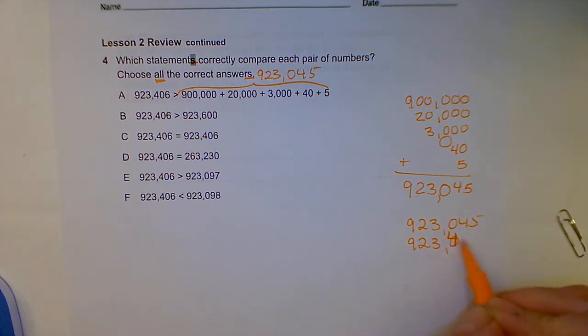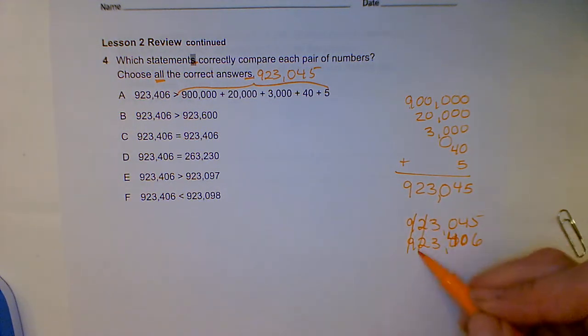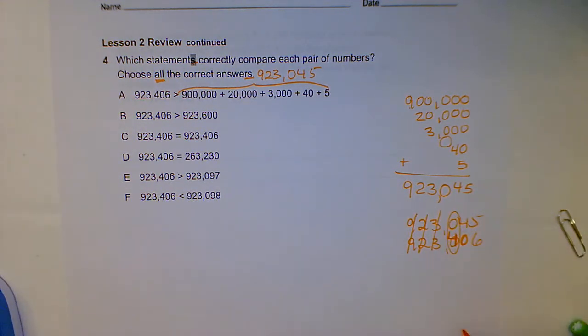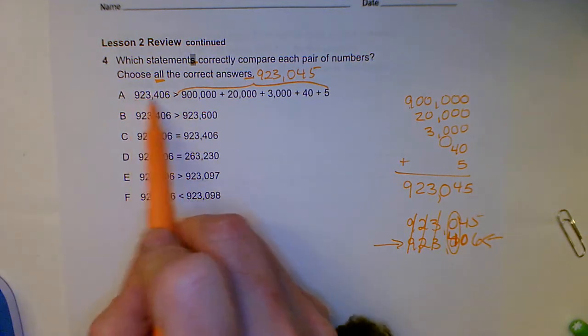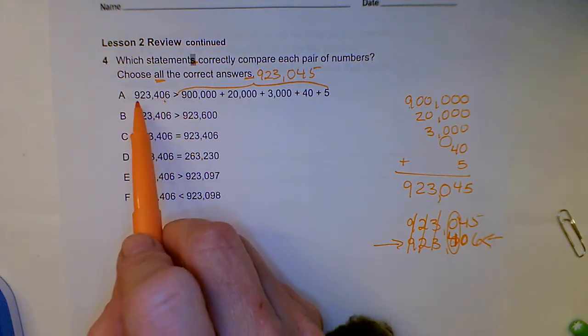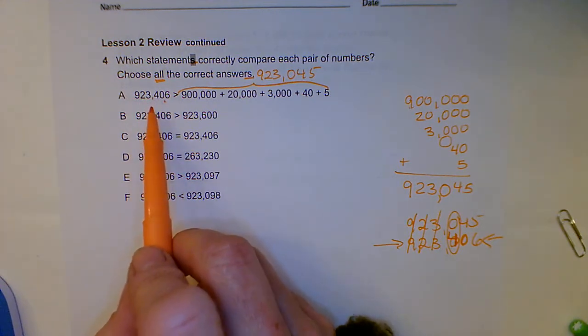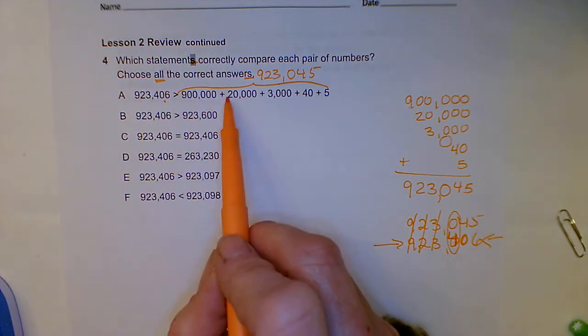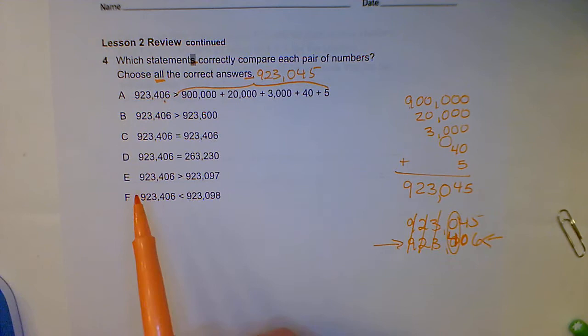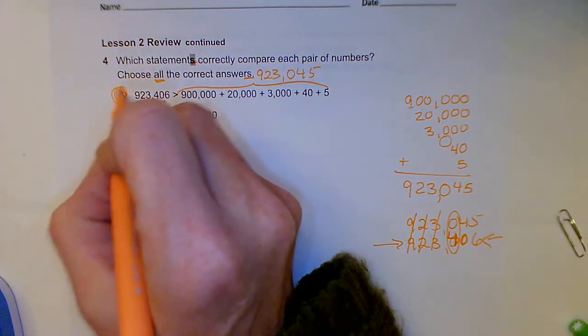4. Oops, I don't want to make a silly mistake. 06. And again, same, different. This one's bigger, which means this number is bigger. So this one actually looks good. It said it has it correct. 923,406 is larger than 923,045. So that's a correct answer.